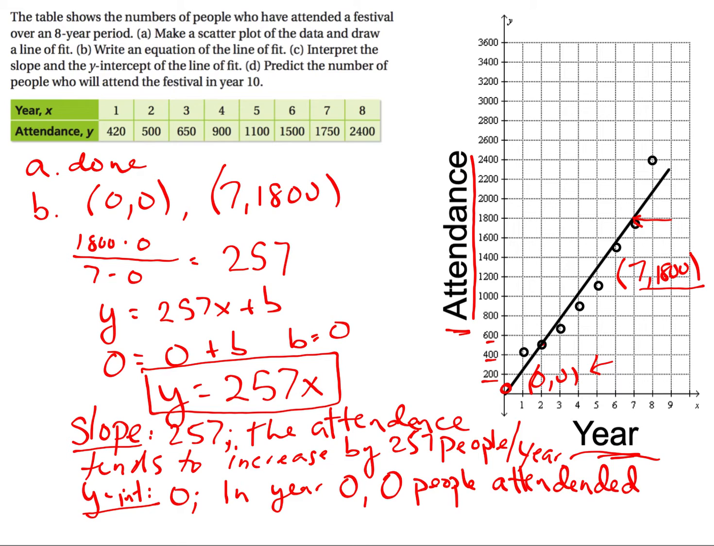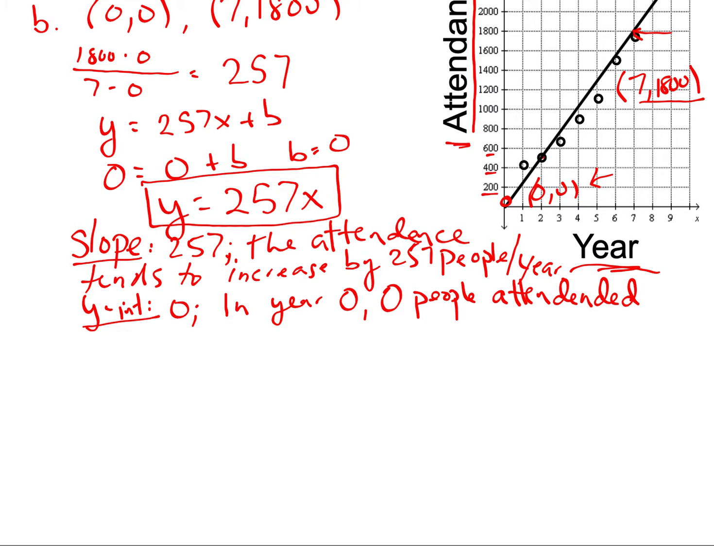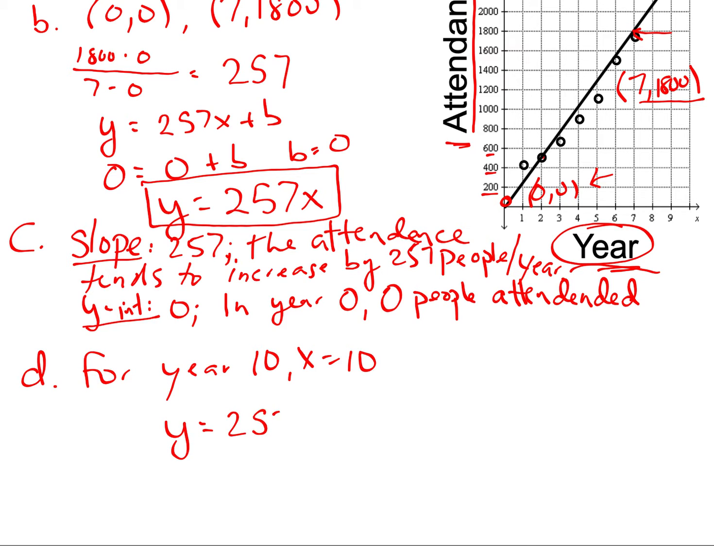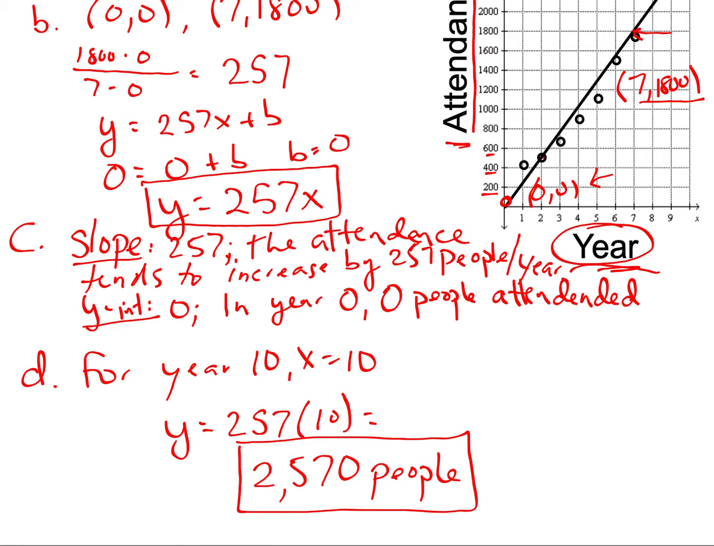Part D, predict the number of people who will attend the festival in year 10. Okay, for year 10, x equals 10. Okay, x is the year. So we're just going to take y equals 257, multiply it by 10. We get 2,570 people, and this is the number of people we would expect to show up in year 10.